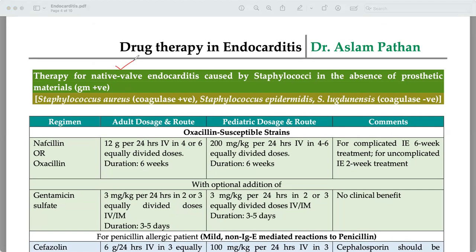Native wall endocarditis caused by Staphylococci. The most common bacteria from the group of the Staphylococci is Staphylococcus aureus, which is also coagulase positive. Coagulase is an enzyme produced by the bacteria Staphylococcus aureus, and that is responsible for the blood plasma clot.